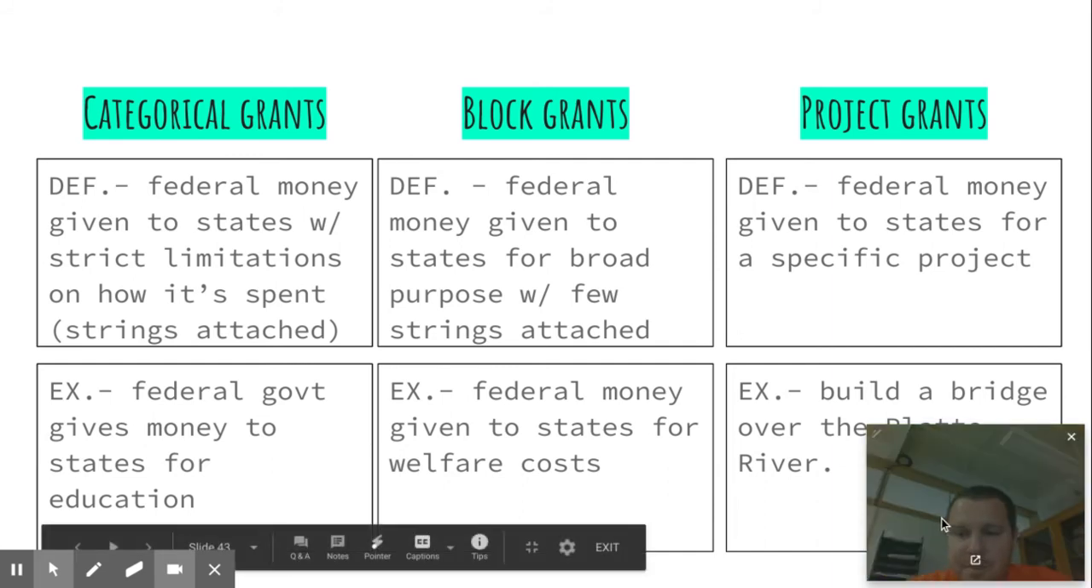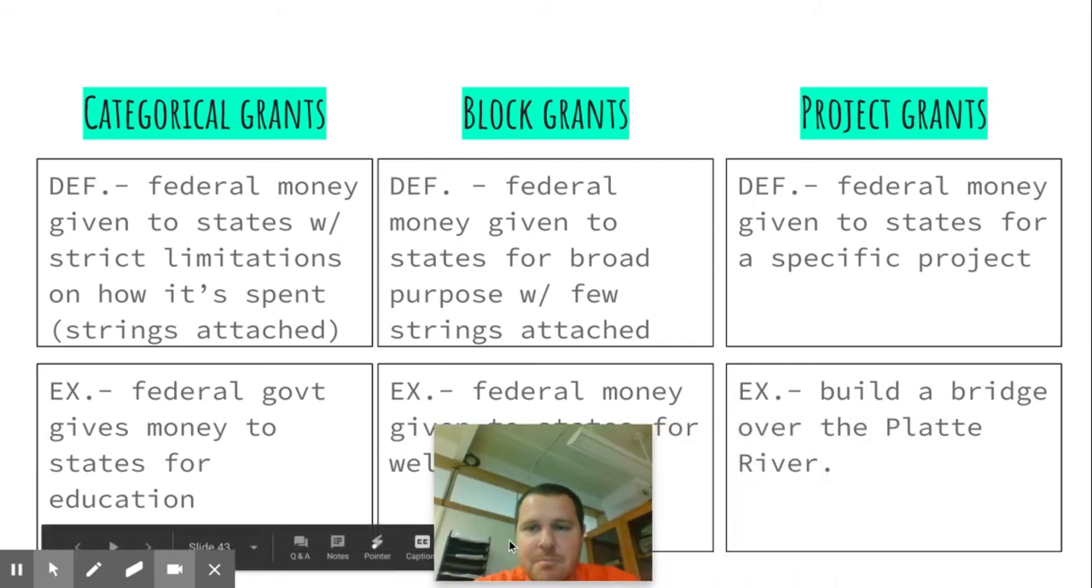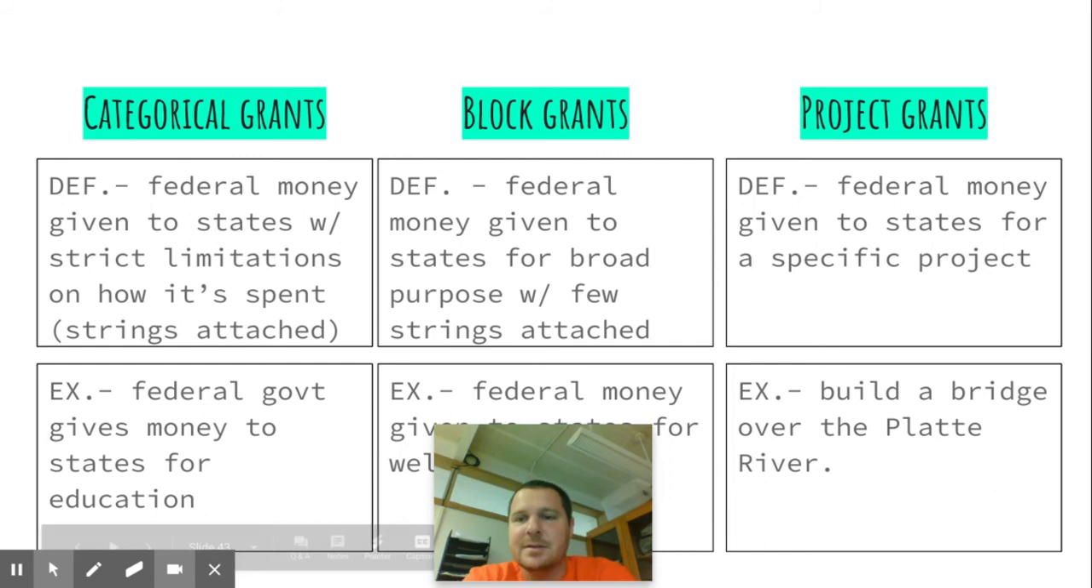The last one is a project grant. I guess technically this would be the most specific type of grant, because sometimes a project will come along within a state that's very expensive and they will ask for federal help paying for the project. Once the money is given for that project and the project is completed, the state would no longer receive money for that project.